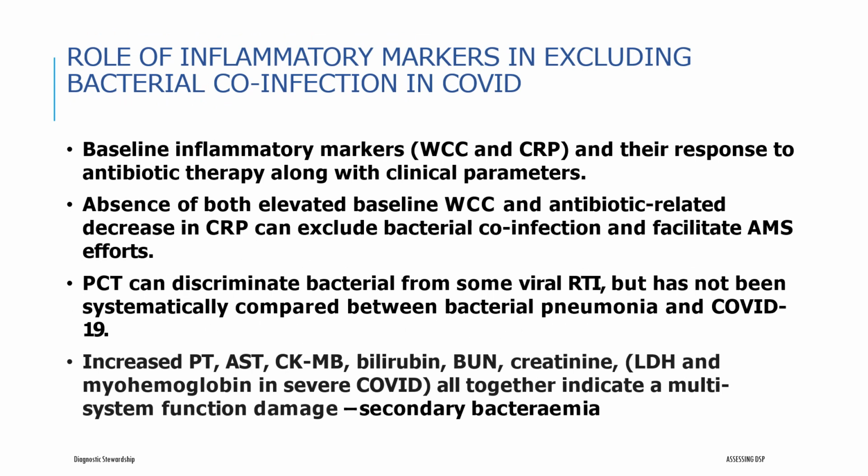Baseline inflammatory markers such as WBC or CRP, procalcitonin, and the response to antibiotic therapy along with clinical parameters should be considered. Absence of both elevated baseline WCC and antibiotic-related decrease in CRP can exclude bacterial infection and facilitate the AMS efforts. Procalcitonin can discriminate bacterial from viral infection, but has not been systematically compared between bacterial pneumonia and COVID-19. Increased PT, AST, CKMB, bilirubin, BUN, and creatinine altogether indicate multi-system damage, that is secondary bacteremia.